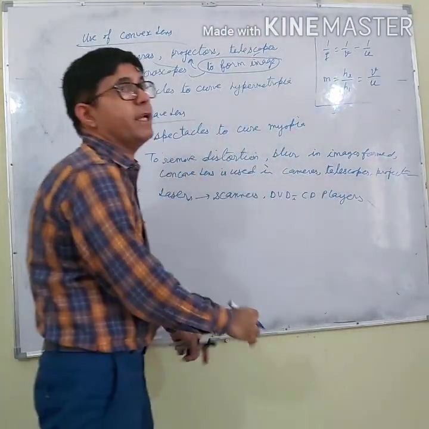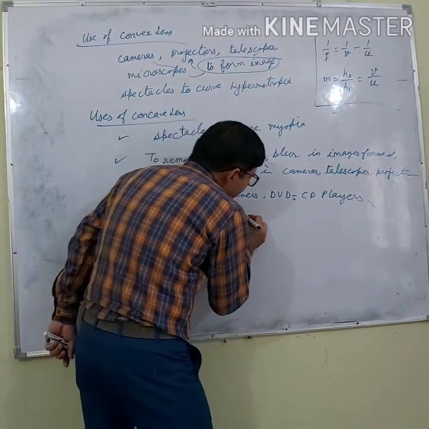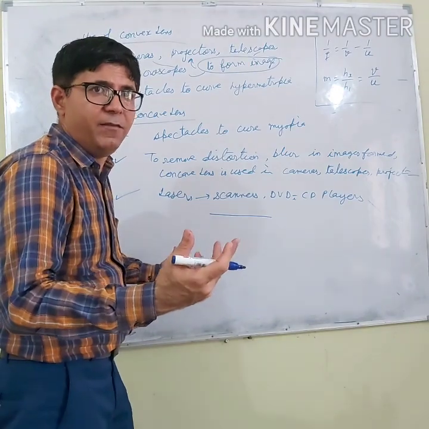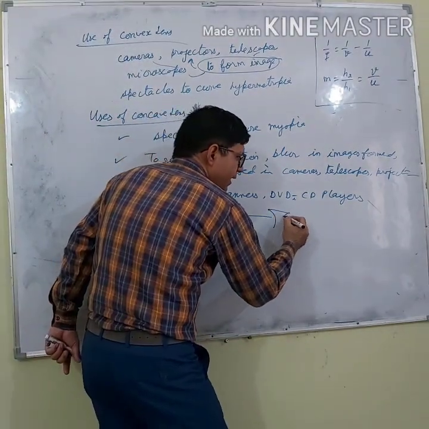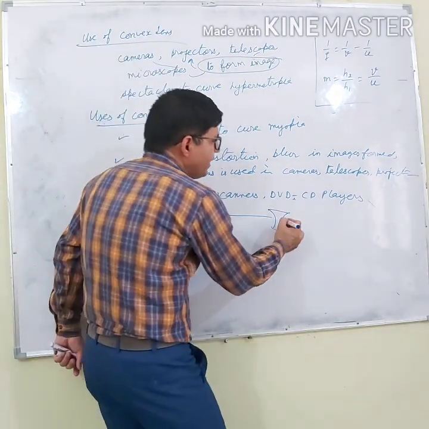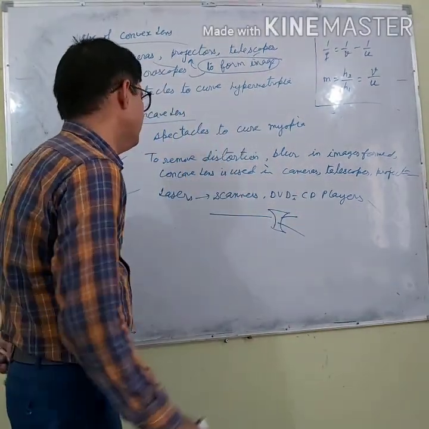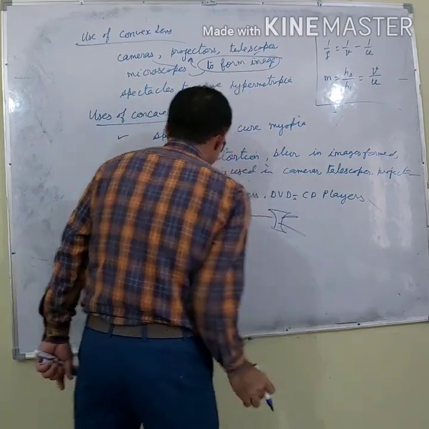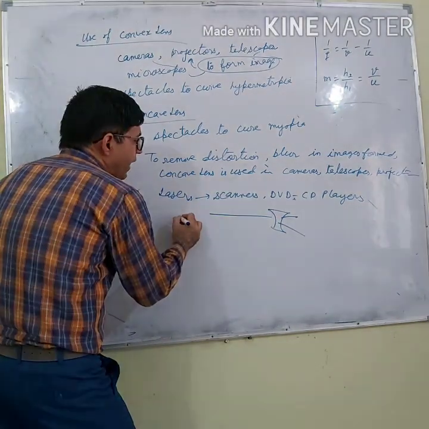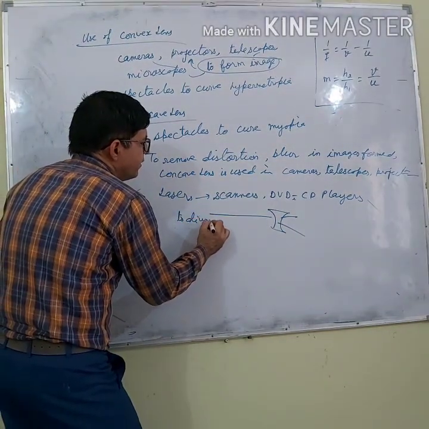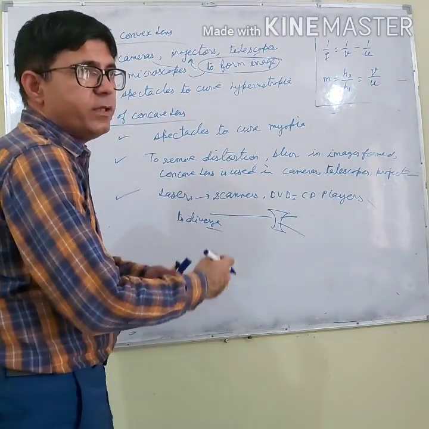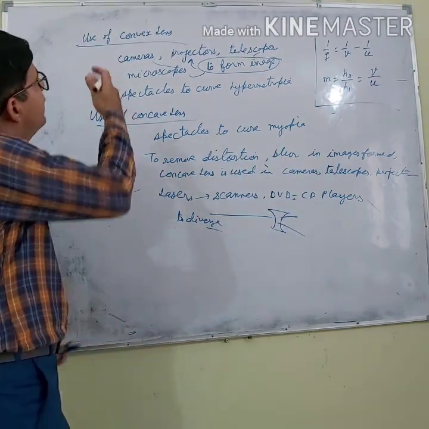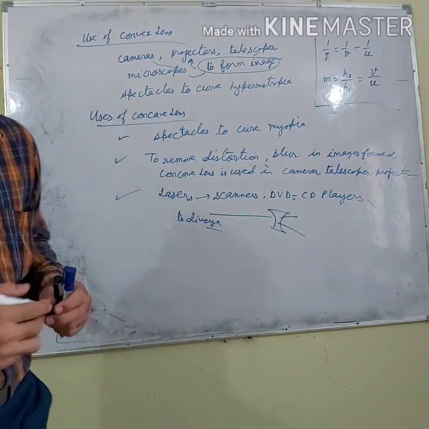You might have seen that laser light. But laser light is very narrow. Then how do we obtain divergence? By placing a concave lens, because a concave lens is a diverging lens, so it diverges. So concave lenses are used for devices like scanners, DVD, CD players, which use laser light, to diverge that light to a more area, right? So these are the uses of concave lens and the convex lens.